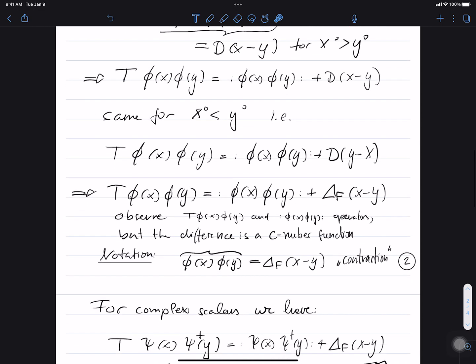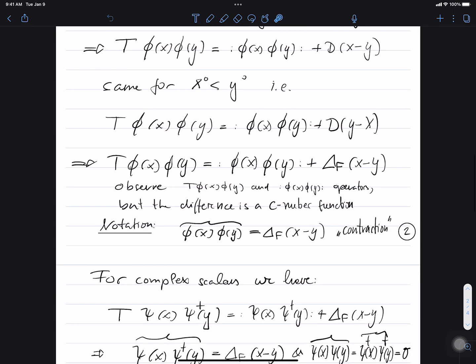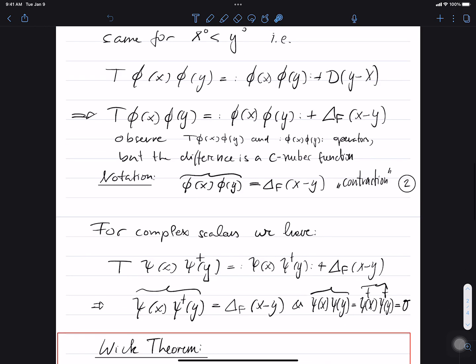So combining this, we can write that the time ordered product of phi x times phi y equals the normal ordered product of phi x times phi y plus the Feynman propagator. That's the result of this derivation, and it's the simplest form of the Wick theorem. In shorthand notation, this is usually called a contraction.